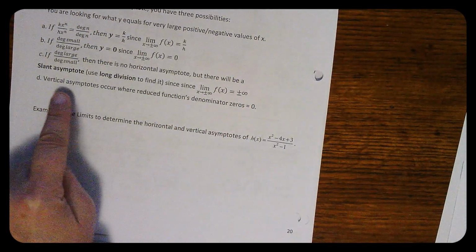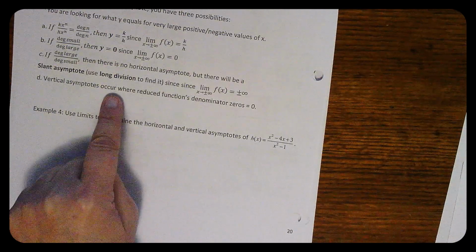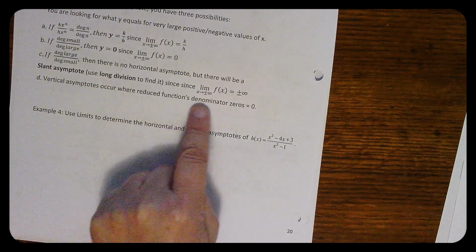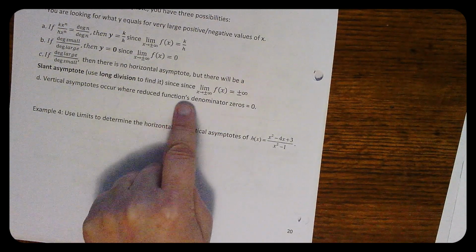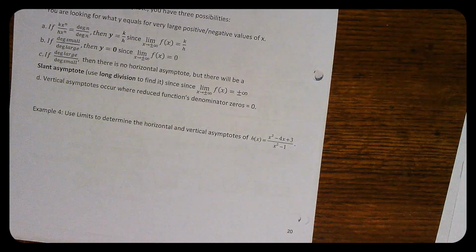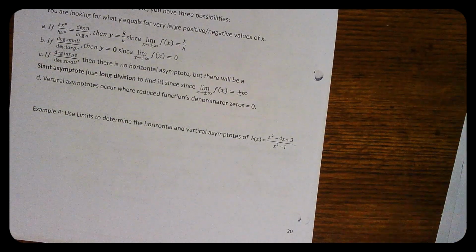All right, now remember that vertical asymptotes occur where the reduced function's denominator equals 0. So the factors that don't cancel are where you get your vertical asymptote. So let's look at this example.